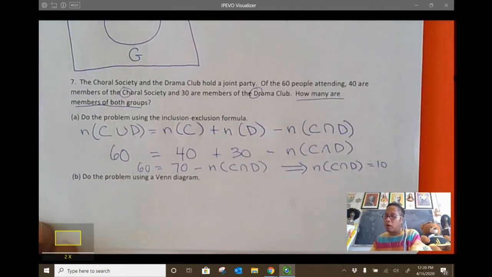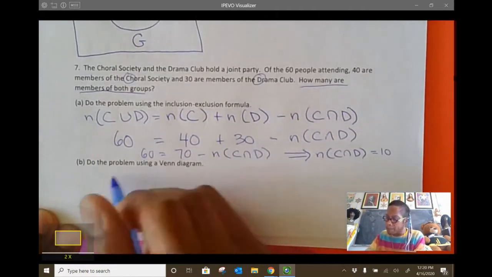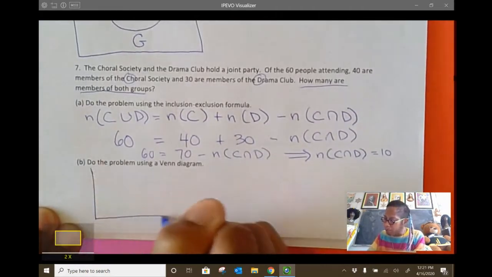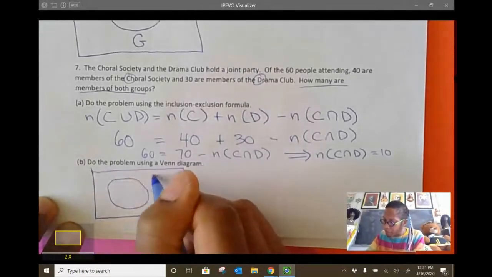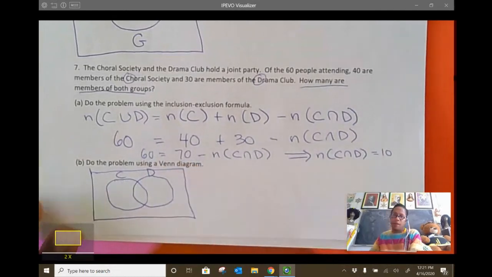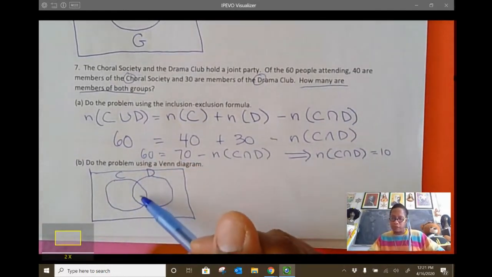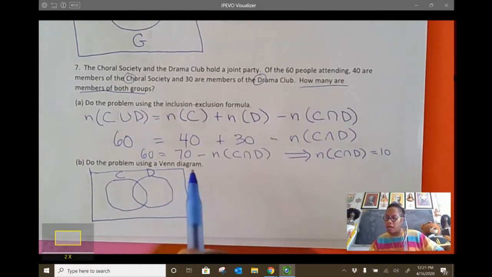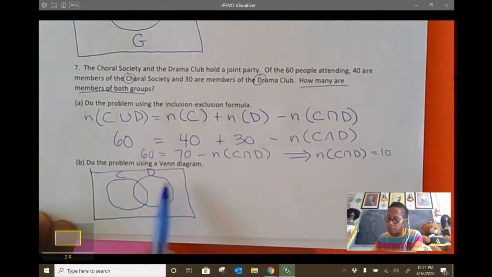Another alternate way to do it is a Venn diagram. So we draw two circles, C and D. Now, I told you that this is what you do when we already know the center, but here we're trying to figure out the center. So this is not the optimal way to do this problem with pictures, because we don't know the center. But how do you do it anyway with pictures?